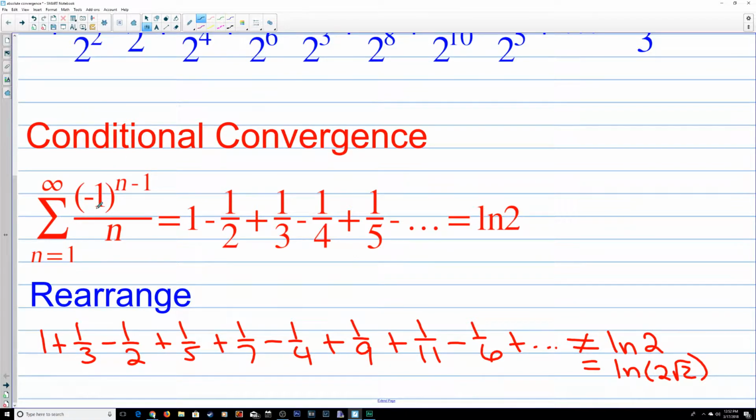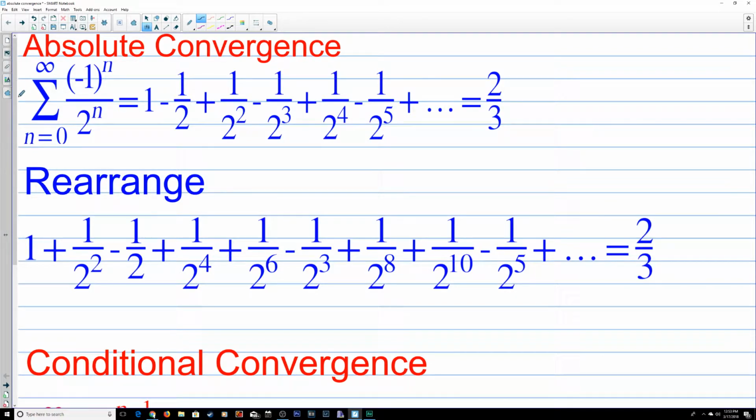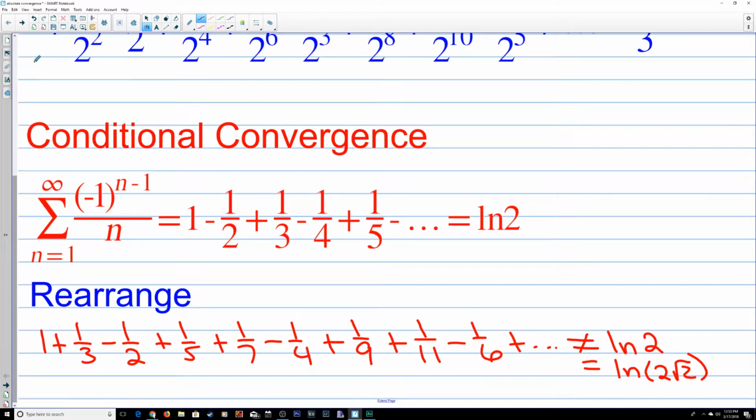If we have another series, let's say n equals 1 to infinity of negative 1 to the n minus 1 over n, which is the alternating harmonic series, then the terms are 1 minus 1/2 plus 1/3 minus 1/4 plus 1/5 and so on, and that will converge to the natural log of 2. If we rearrange the terms, we can make it converge to a different value, like 1 plus 1/3 minus 1/2 plus 1/5 plus 1/7 minus 1/4, and so on. This does not converge to the natural log of 2. This one actually converges to the natural log of 2 square root of 2. So we can have series that absolutely converge, and we can have series that only conditionally converge.